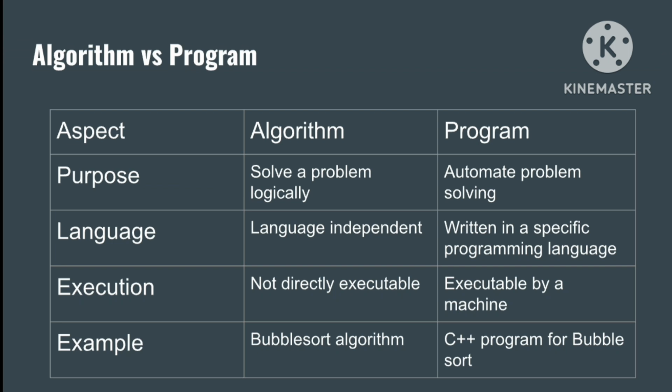So now, what is algorithm versus program? An algorithm is like a blueprint or an idea of a program, and a program is the actual implementation of that idea or blueprint. An algorithm can be best recognized as a blueprint of a house and a program as the actual house which is built with the help of the blueprint.